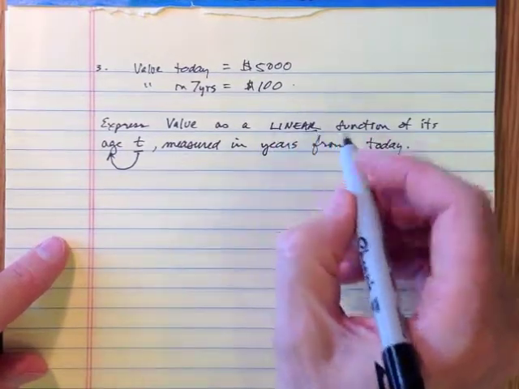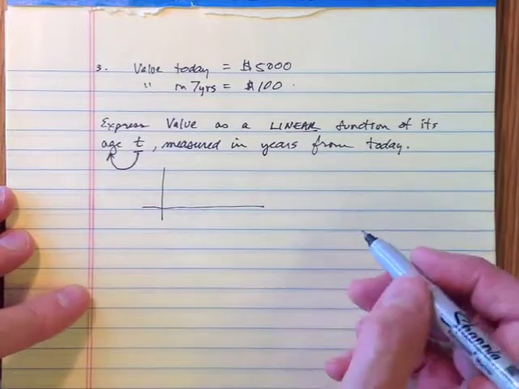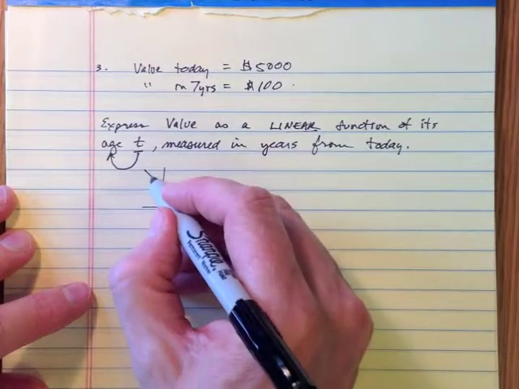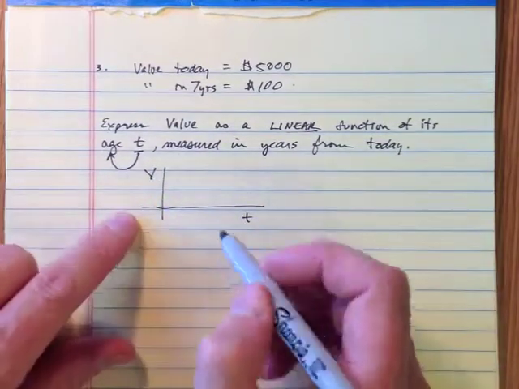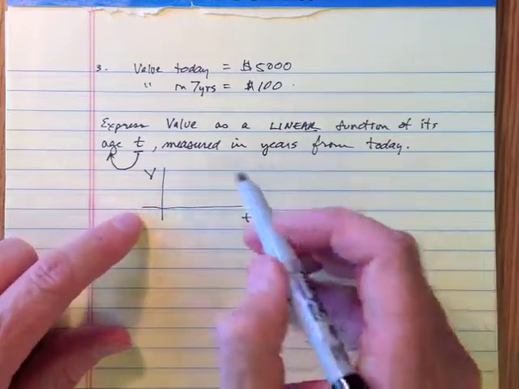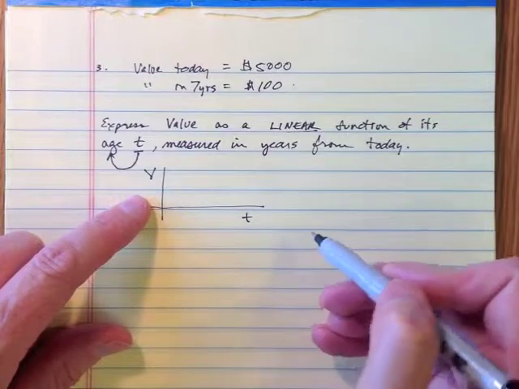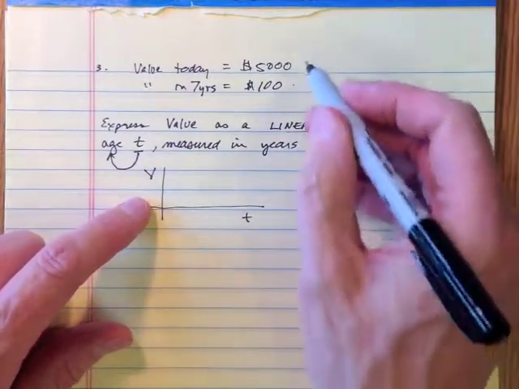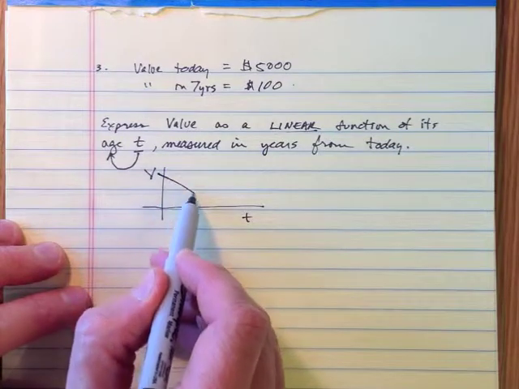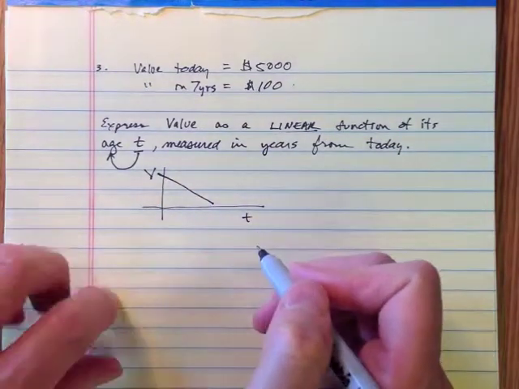And to say that's a linear function means that, among other things, if I graphed t on the horizontal and v on the vertical, the relationship between v and t would be a line. So, is it a line that goes up like this or down like that? It's got to go down like that because the value is decreasing over time. So it looks something like that. T is measured in years from today.